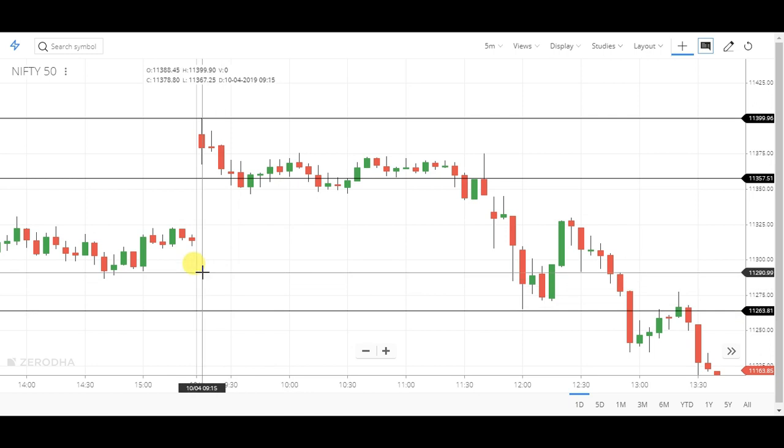Before we start our option chain analysis, let's see what Nifty has done today. Yesterday Nifty closed at around 11,313, and today Nifty opened at around 11,388, which means almost 75 points of gap up opening.